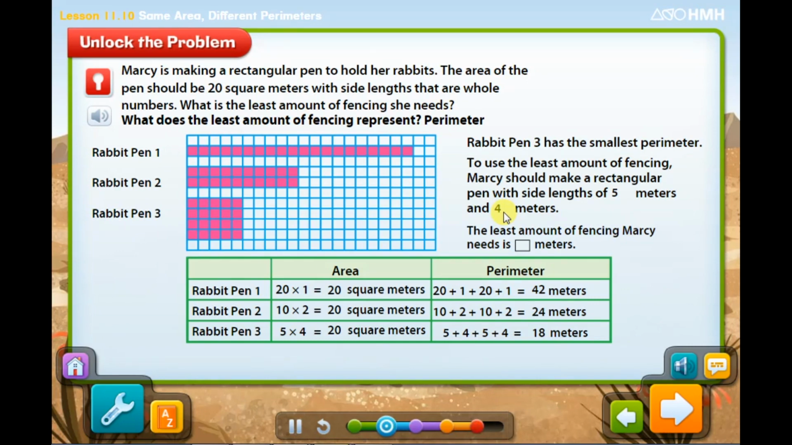What's the least amount of fencing Marcy needs? The least amount of fencing, we said it's the least perimeter, it's 18. The least amount of fencing Marcy needs is 18 meters. Let's see another example. Here we go.